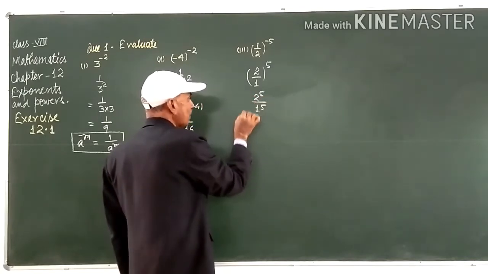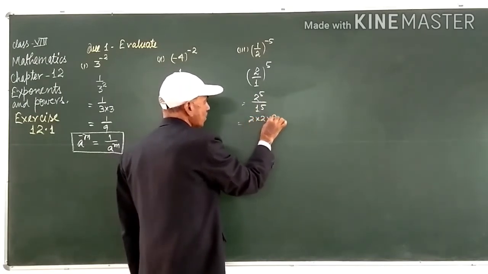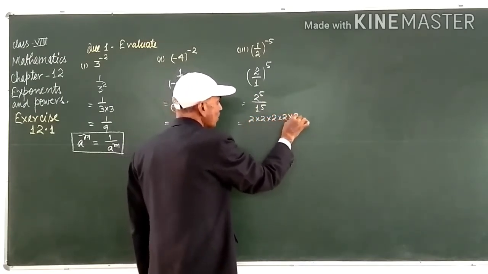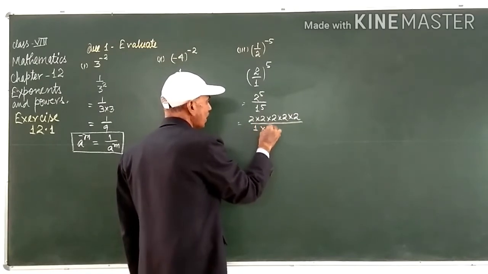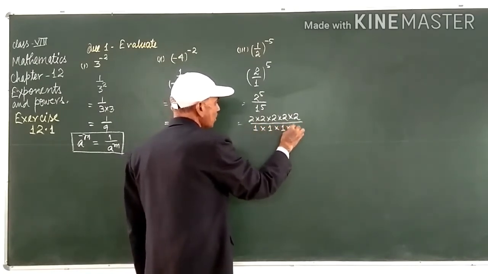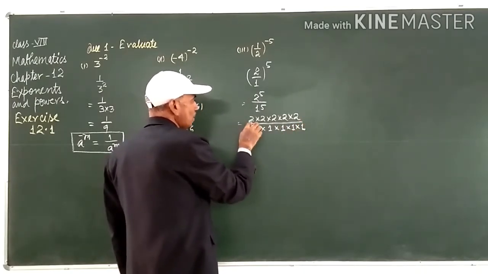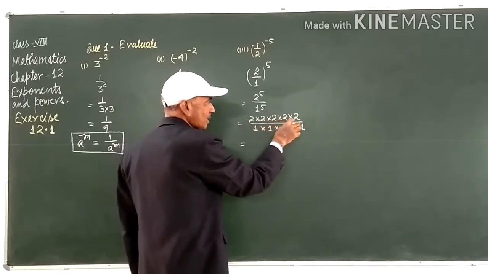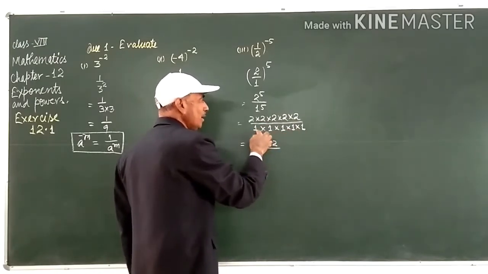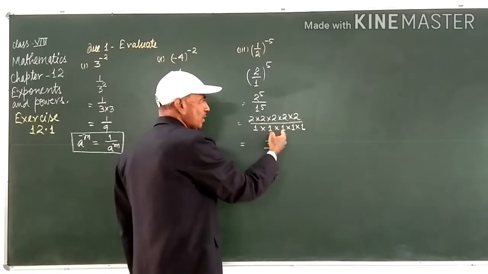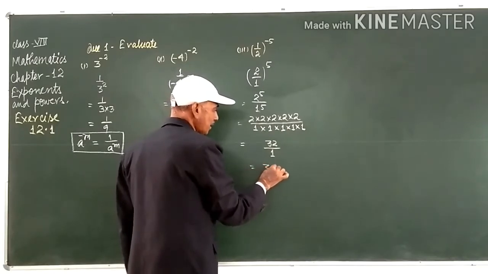It means, students, we have to write this like this: 2 into 2 into 2 into 2 into 2, 5 times, and again 1 into 1 into 1 into 1 into 1, that is also 5 times. It will be 2 2s are 4, 2 4s are 8, 2 8s are 16, 2 16s are 32, and 1 multiplied many times, that is 1 into 1 into 1 into 1, that is 1. So 32 by 1, it means 32.